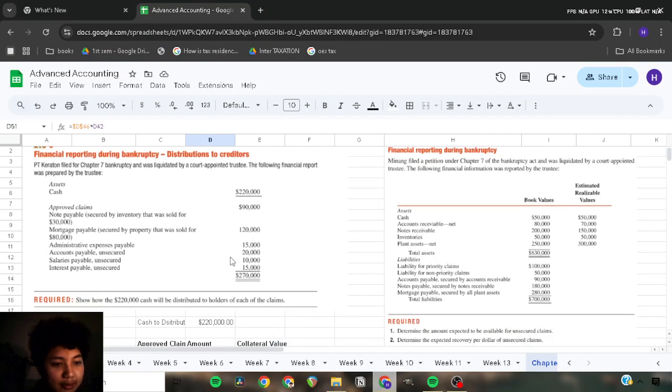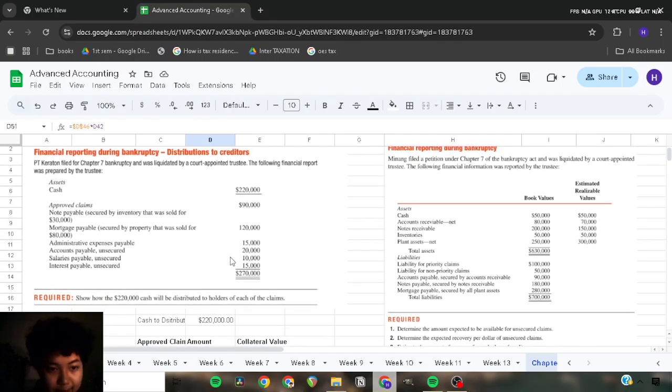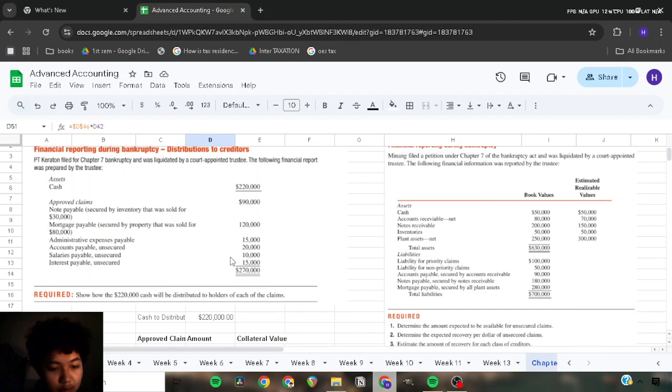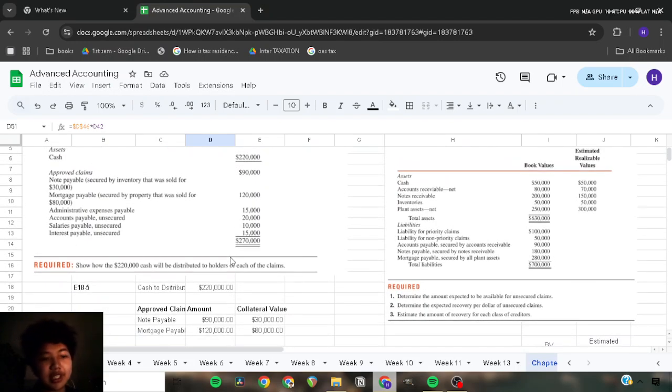First is about financial reporting during bankruptcy. From these numbers, they listed the payables, and we have cash. We have a limited amount of cash, but lots of payables. So how are we supposed to distribute this cash? When we talk about corporate liquidations, when we go bankrupt, we have a limited amount of cash to pay. We cannot pay them all, so we've got to set priorities, right?